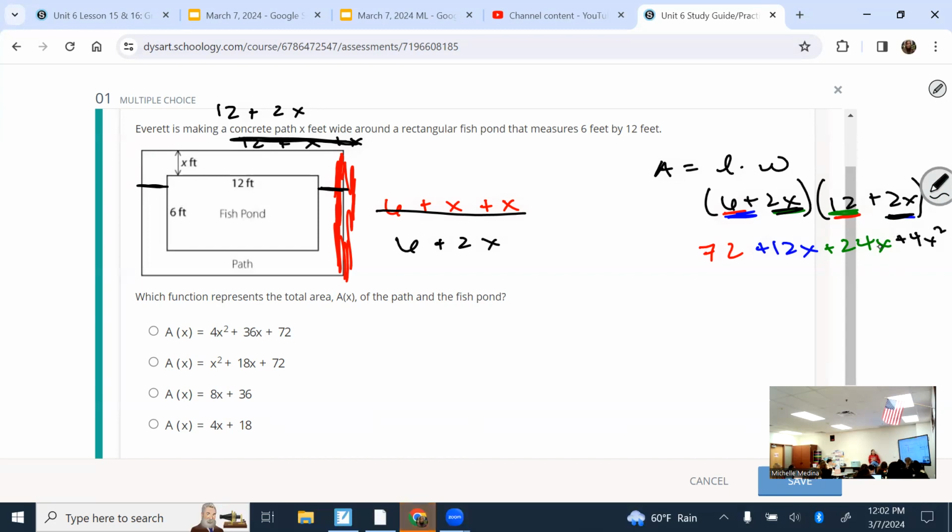Okay, and then combine like terms in the middle. However, I already know which one's my answer, because only one of them has a 4x squared. And when I do combine my middle terms, I do get 36x. So that's what we're doing. Good, questions on that one?